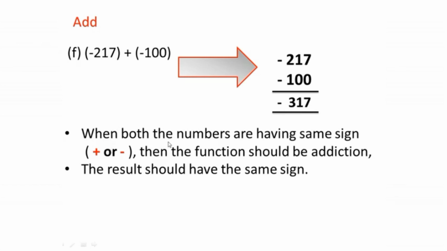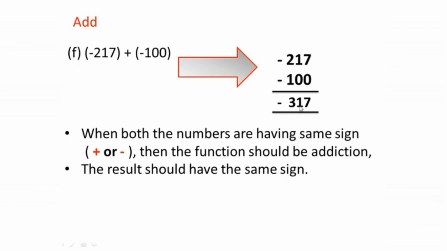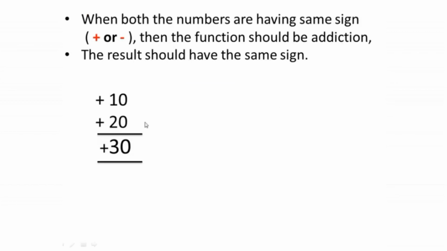So what is happening here? Both are adding. That means when both numbers have the same sign, plus or minus, then the function should be addition and the result should have the same sign. Look at here. The first number 217 has minus and the second number 100 has sign minus. So when both have the same sign, the function should be addition and the result should carry the same sign. Here the first number and second number have minus, and the resulting number also should have minus. I hope you have understood.